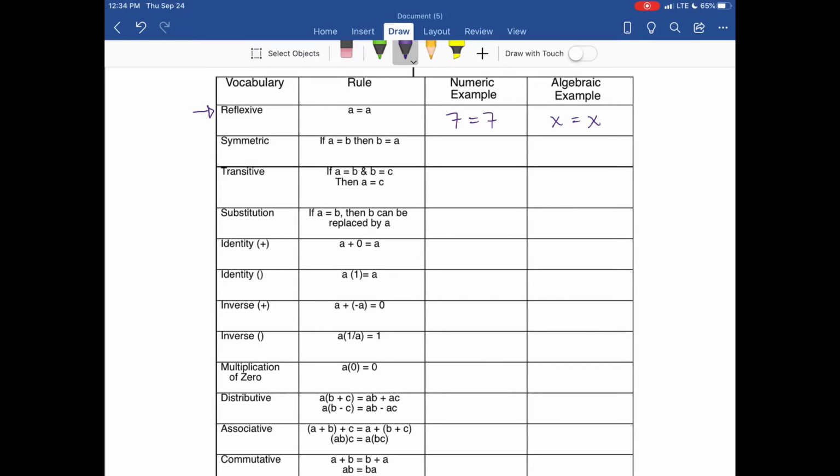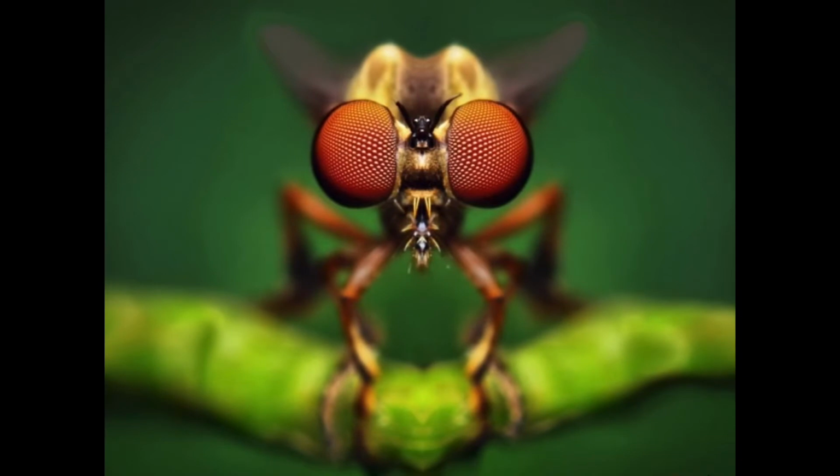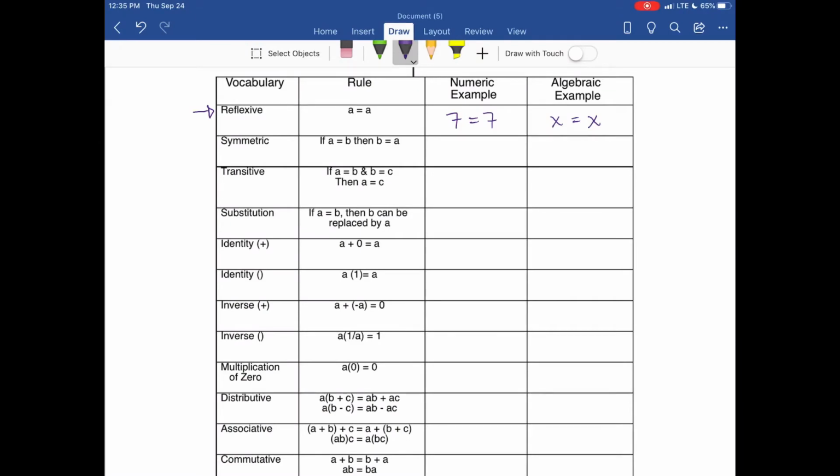Our next one is the symmetric property, and I'm hoping you think about symmetry. What does that bring to mind? When I think of symmetry, I think of pretty photos that are mirror images of each other, and things in nature that are mirror images of each other. Mathematically speaking, if I have these two values A and B and they're equal, then if I flip them, that is still a true statement.